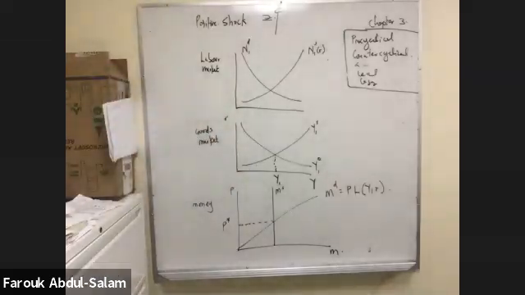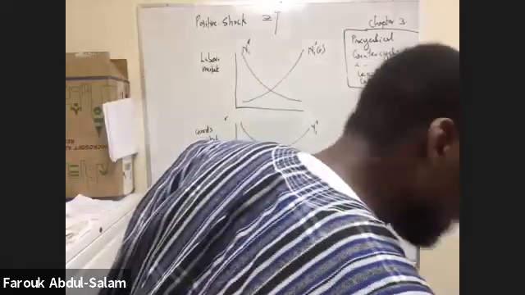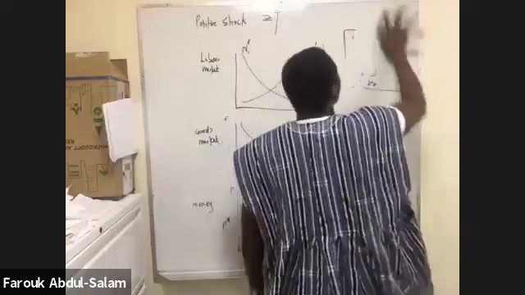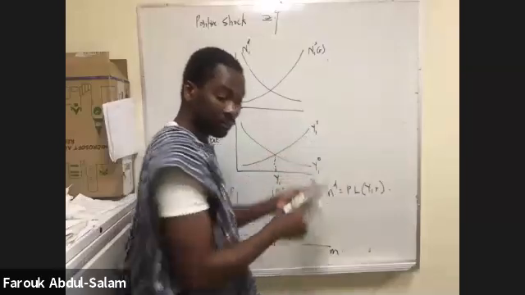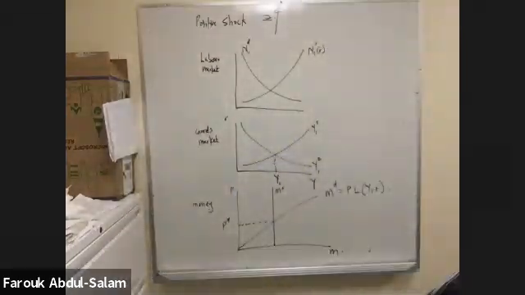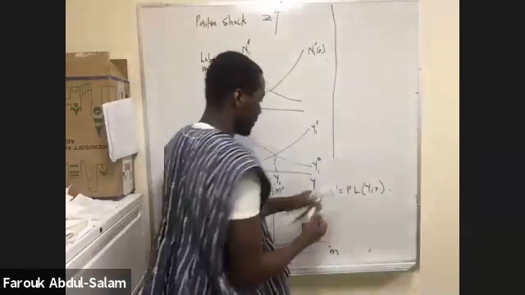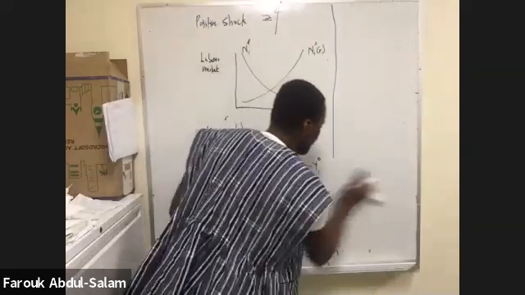Is there anyone with any question? So this is what we saw in chapter. Not so far. No questions, or there are questions? No, there are no questions. Good. So let's start by looking at the shock. The shock we have here is an increase in Z. So I'm going to use this side to explain the increase in Z.